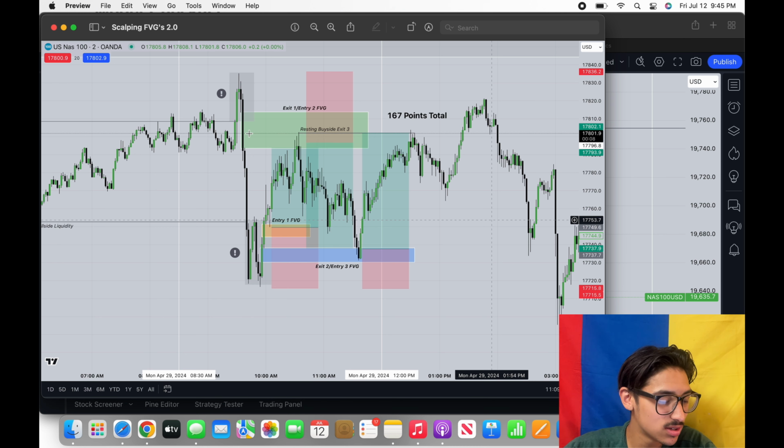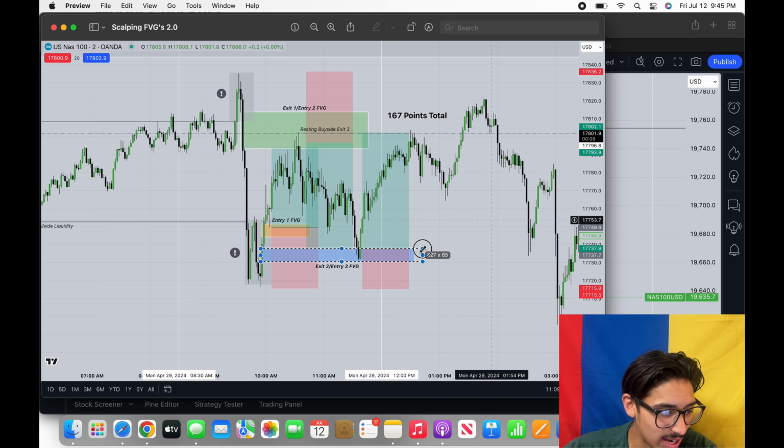Take profit. Get out of the trade right here in this fair value gap. When we get out of that, we can pop a sell here because that's literally the textbook model for the sell side right here. Pop a sell. So entry 1, exit 1. Boom. Then we pop a sell. Entry 2, exit 2. Where do we take profit?